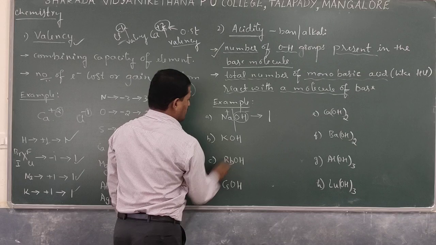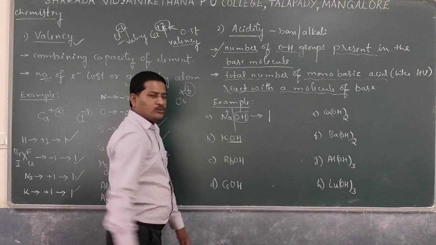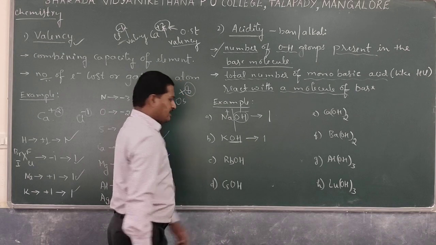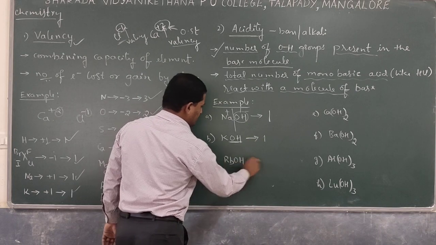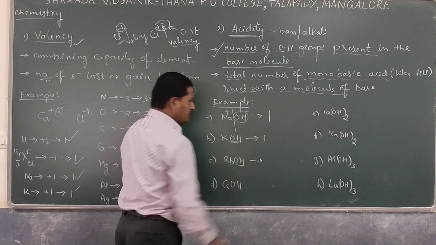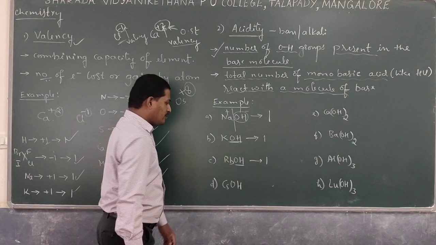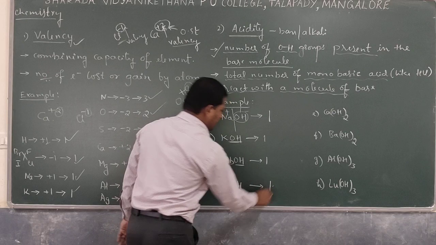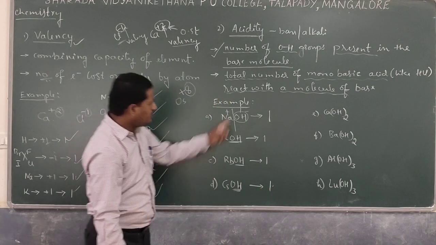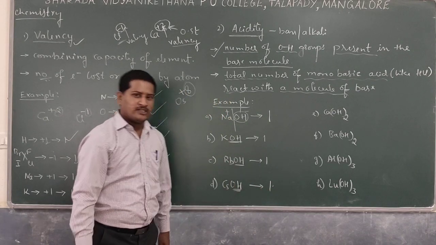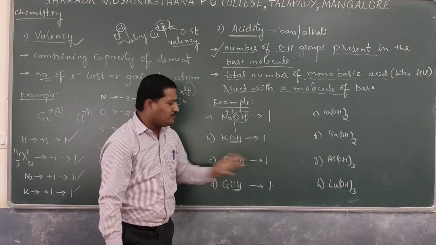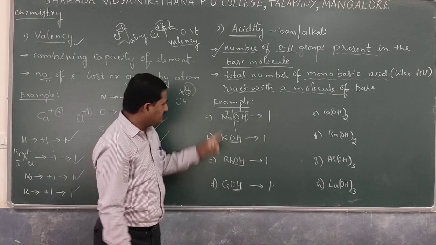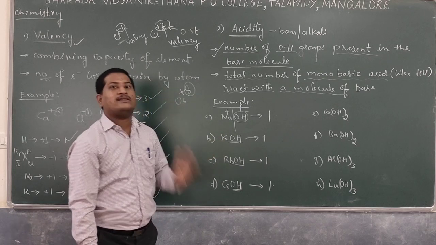Similarly, potassium hydroxide: the number of OH groups present is only 1, so it shows only 1 acidity. Similarly, rubidium hydroxide: the number of OH groups present is only 1, so it shows acidity 1. Cesium hydroxide also has only 1 OH group; its acidity is exactly equal to 1. So in all the cases, only 1 OH group is present and their acidity is found to be 1. As a result, they are called monoacidic bases.